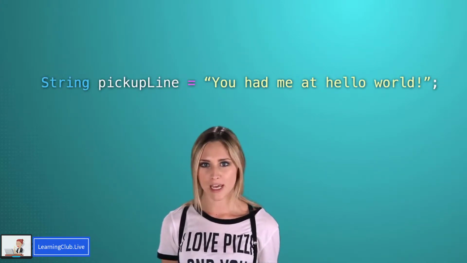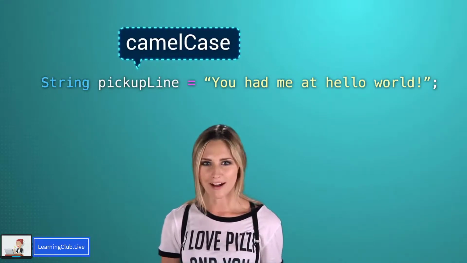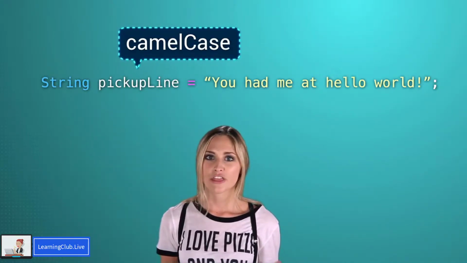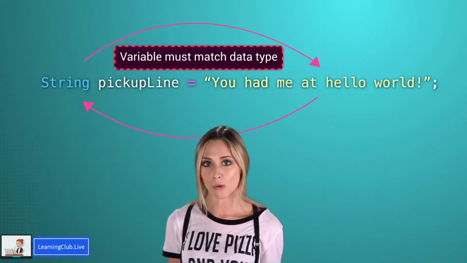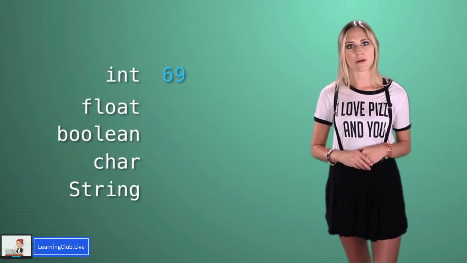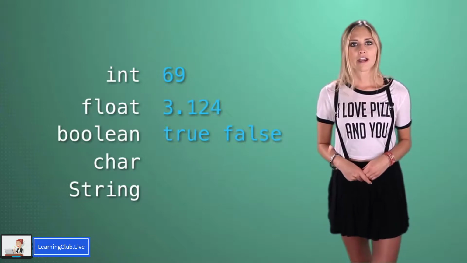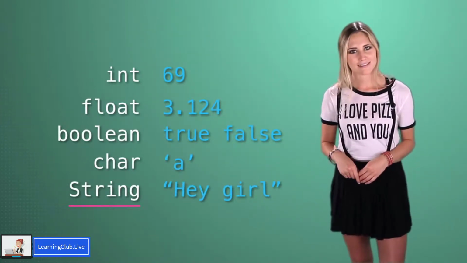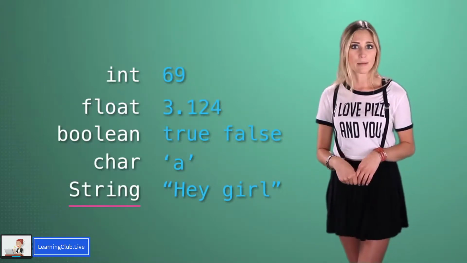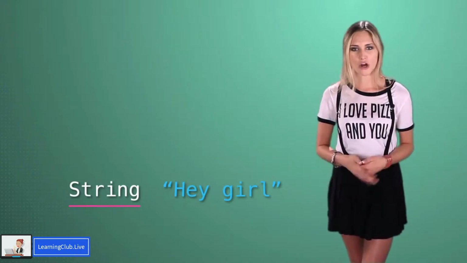In Java, we use camel case when declaring variables, so no spaces, but the second word, L, is capitalized. The first word, String, is the data type, which specifies the type of data pickupLine will hold. Here's a list of the more common data types. Int holds a number, float holds a decimal, boolean holds true or false, char holds a single character, and String. Notice String is capitalized. That's because it's a complex data type while the others are known as primitives. All this means a String is actually an object that we can call methods on.